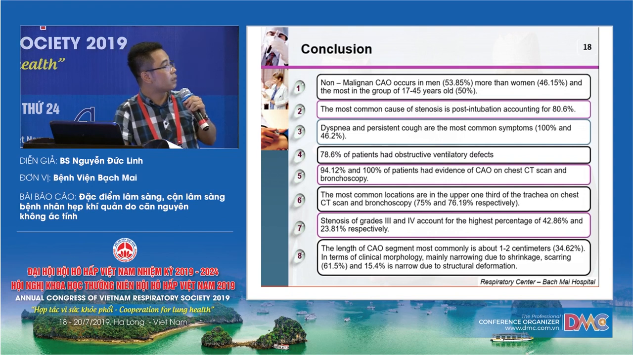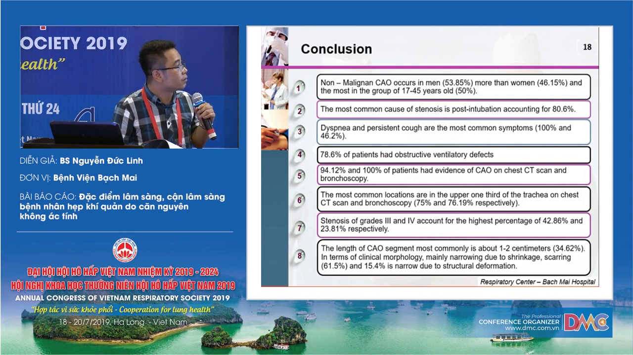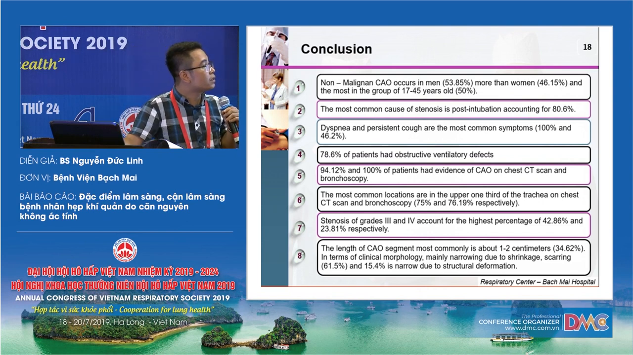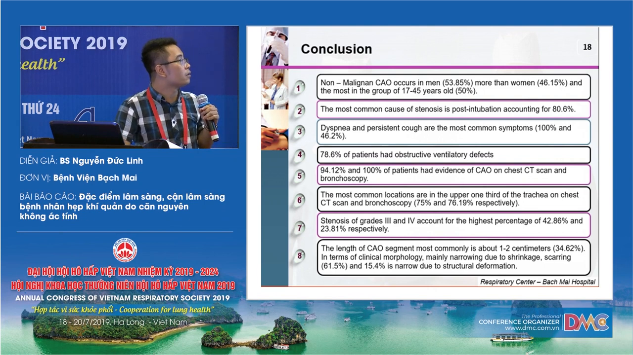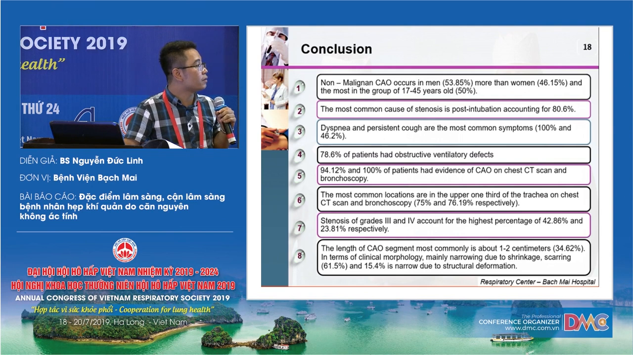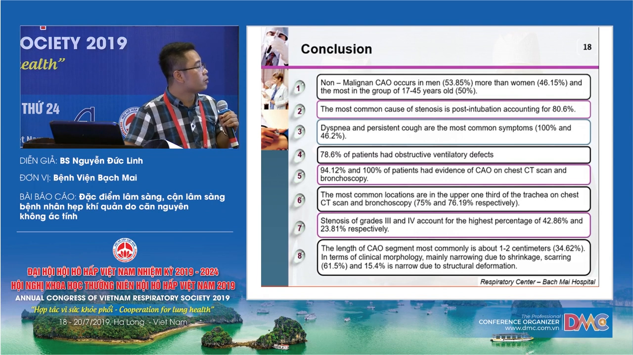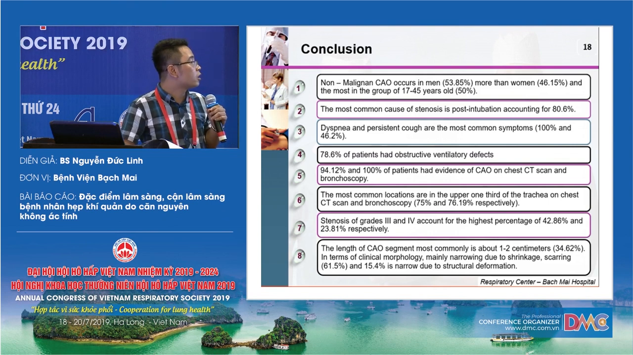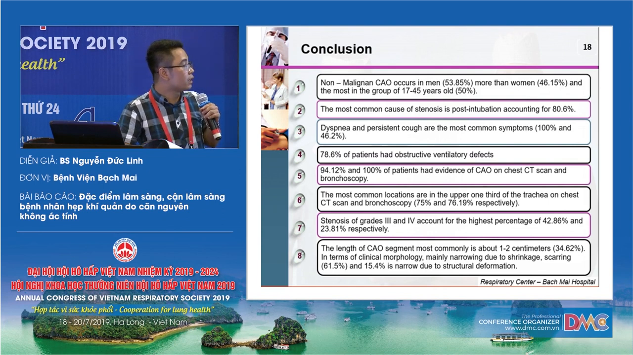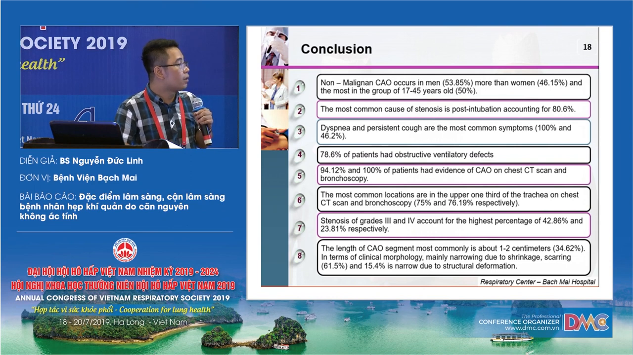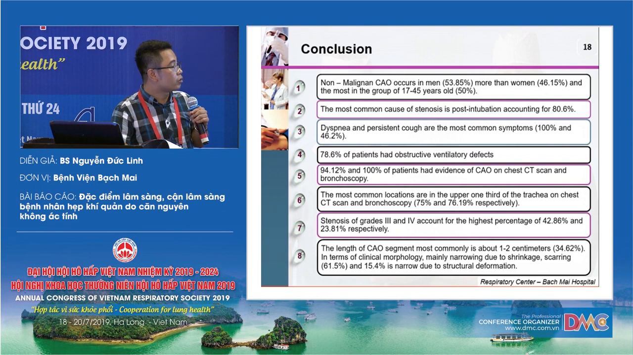In conclusion, non-malignant CAO occurs in men more than women, and most in the group aged 17 to 45 years old. The most common cause of stenosis is post-intubation, accounting for 80%. Dyspnea and persistent cough are the most common symptoms. 78% of patients have obstructive ventilatory defect. 94% and 100% of patients have evidence of CAO on chest CT scan and bronchoscopy. The most common location is the upper one-third of the trachea on chest CT and bronchoscopy. Stenosis of grades 3 and 4 accounts for the highest percentages, 42% and 23%.